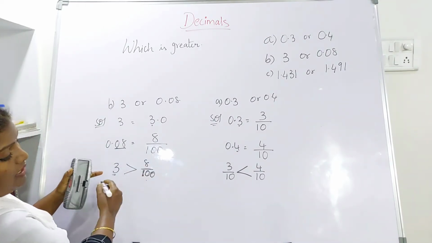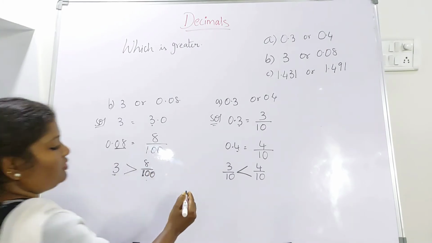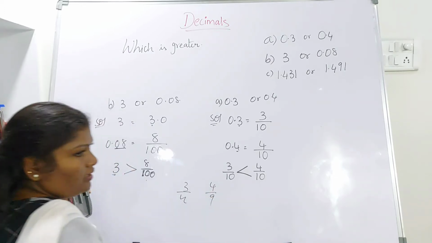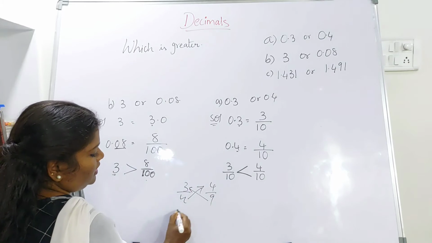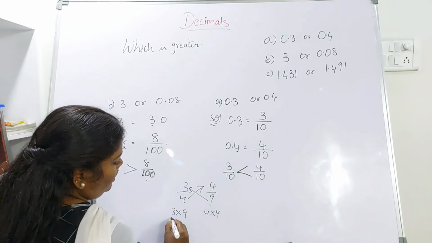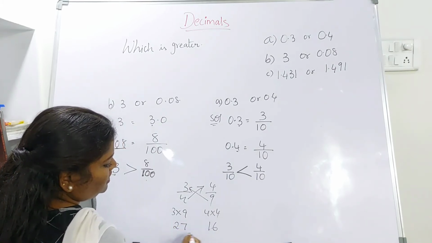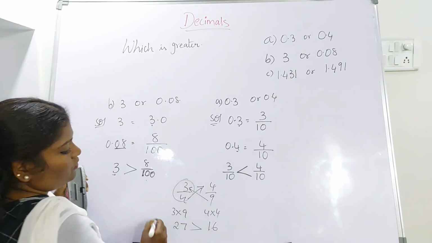If there is an unlike fraction like this, if you have a whole number and this, or if you have two fractions like this, 3 by 4, 4 by 9, now what you have to do is just do cross multiplication, that is 3 into 9, 4 into 4. Now 3 9s is 27, 4 4s is 16, which is greater? 27 is greater. So here 3 by 4 is greater.